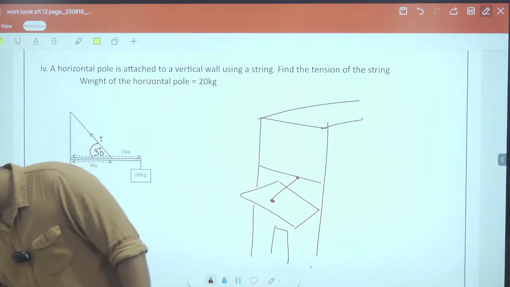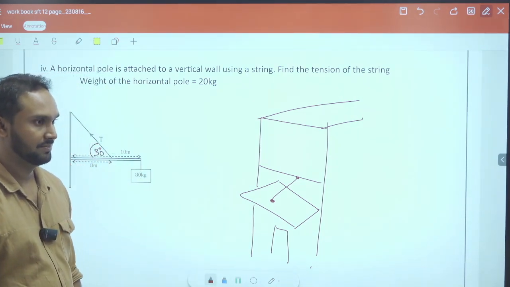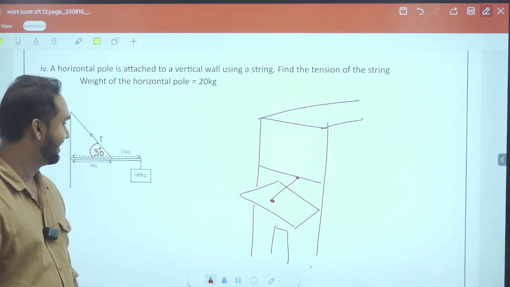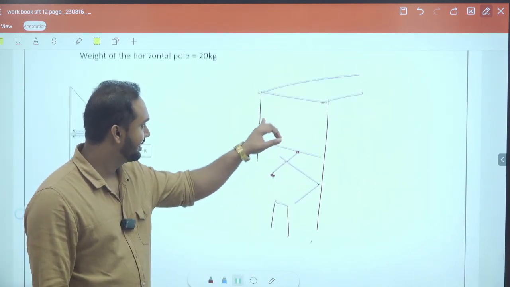How do you find it? Bro, can't say it. Just have to try it. How do you do it?